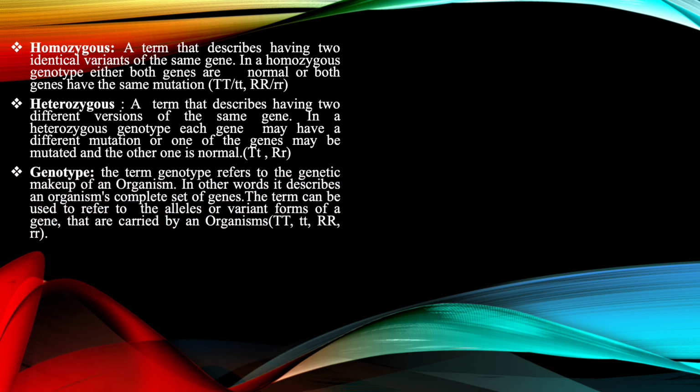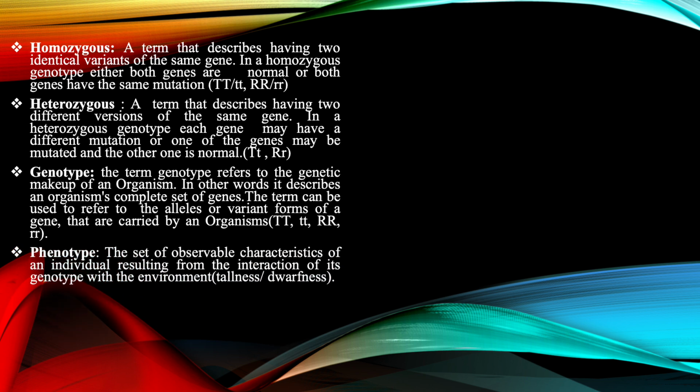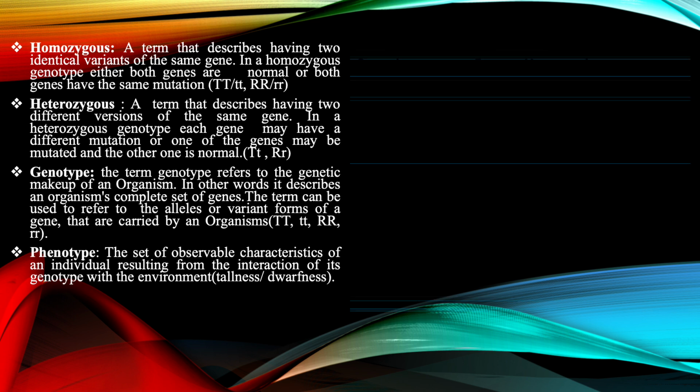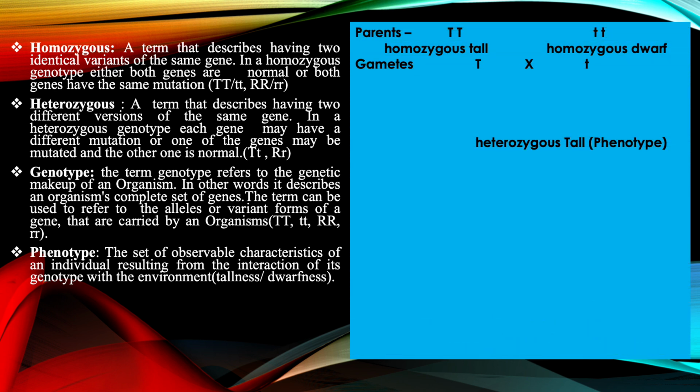Genotype. The term genotype refers to the genetic makeup of an organism. In other words, it describes an organism's complete set of genes. The term can be used to refer to the alleles or variant forms of a gene. They are carried by an organism. Phenotype, the set of observable characteristics of an individual resulting from the interaction of its genotype with the environment, like the tallness or dwarfness. Now let us see each of the terms when depicted in an example.